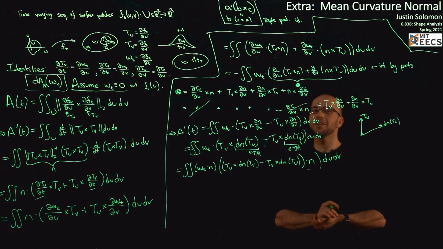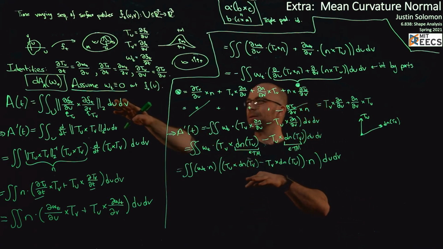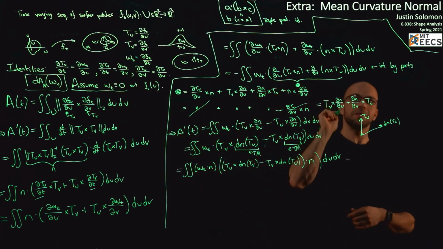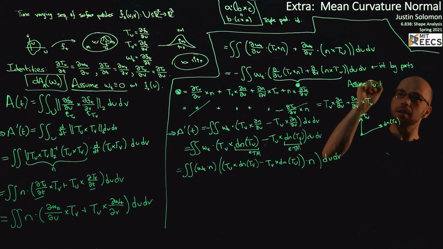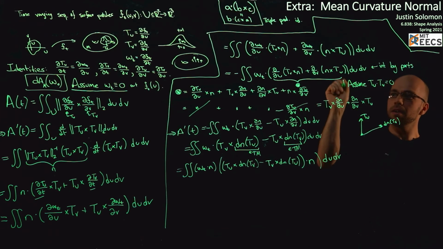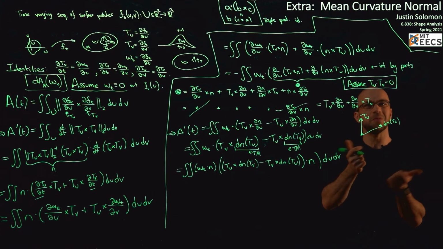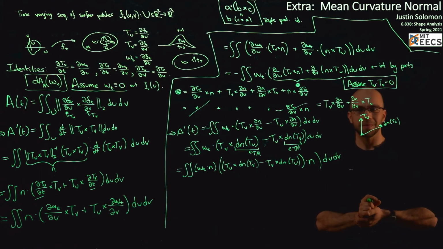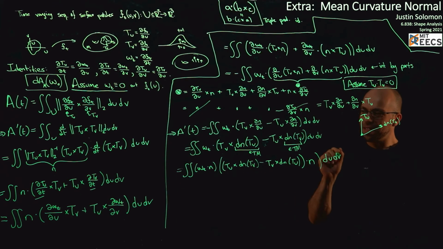Okay, and I'm going to make one more assumption that I can always do on my functions, for convenience. I'm going to assume that Tu dot TV is equal to 0. So in other words, I'm just going to choose a parameterization where the two coordinate directions move 90 degrees to each other. So in that case, what's going to end up happening?